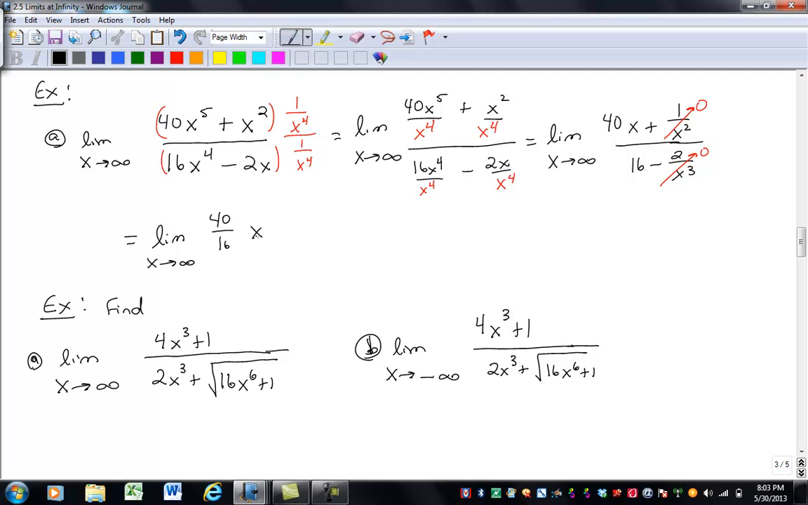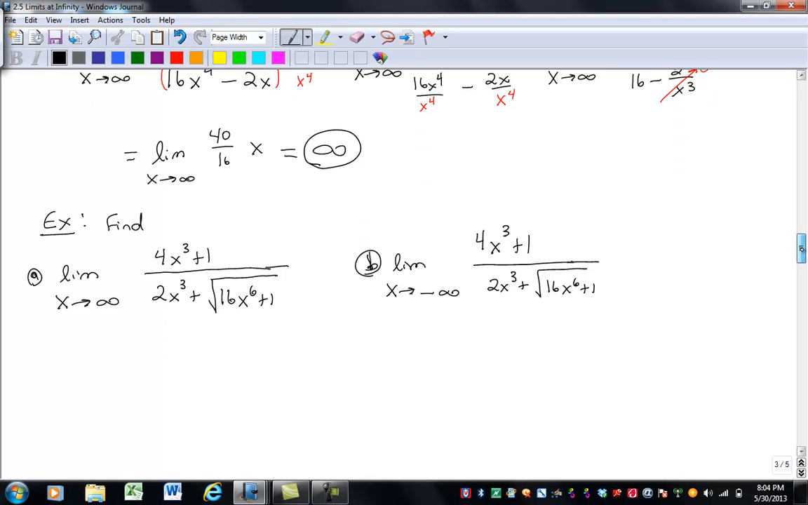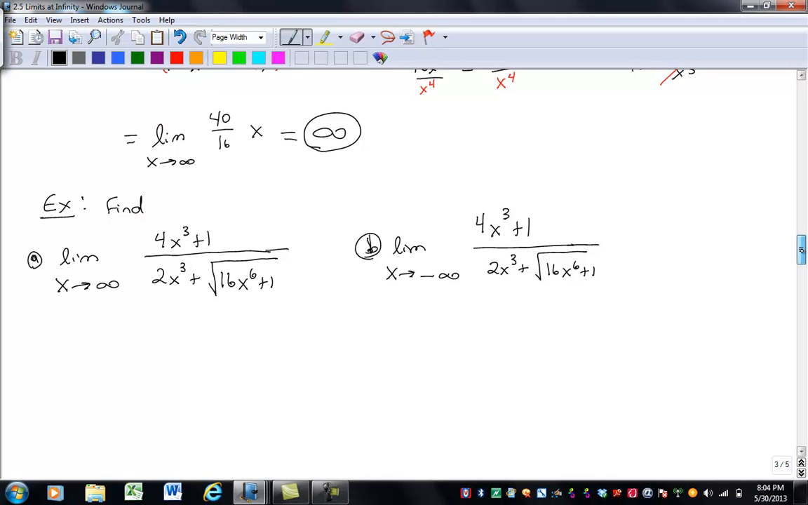That x is on top. So as x approaches infinity, I plug in infinity for x, and I get 40 over 16 times infinity. Anything times infinity stays huge. Infinity is increasing without bound. So this limit works out to be infinity because I have x to the first power here. That's the first property of those limits above. So here's a function that has an infinite end behavior, positive infinity as x goes to infinity.